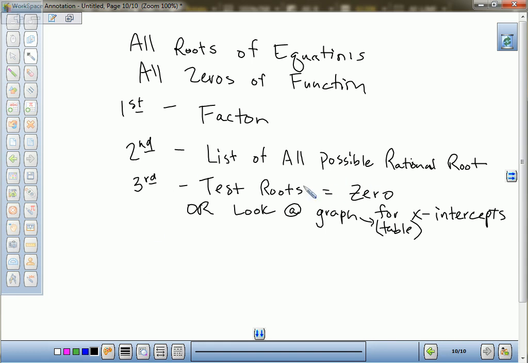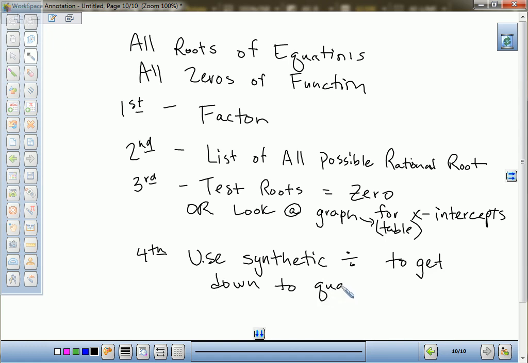Okay? And then after we either tested them without a calculator or we've looked at the graph with a calculator, the next thing we would do is use synthetic division. So we're going to use synthetic division to get it down to at least a quadratic. And then the last thing we do is we solve that quadratic.